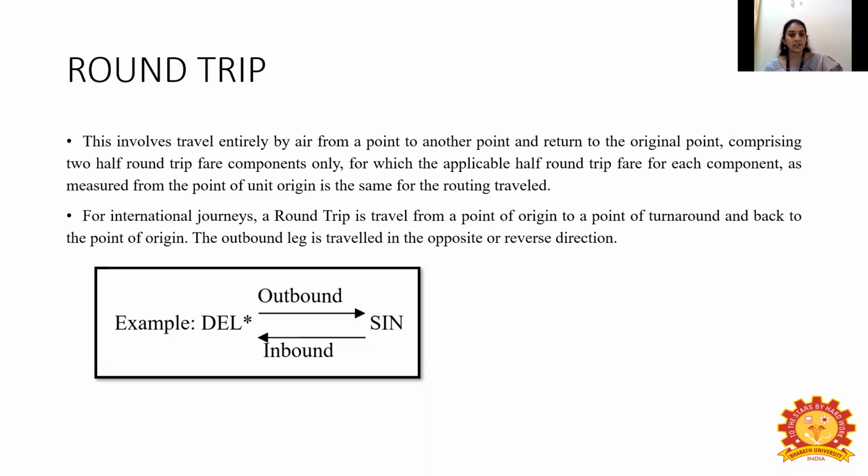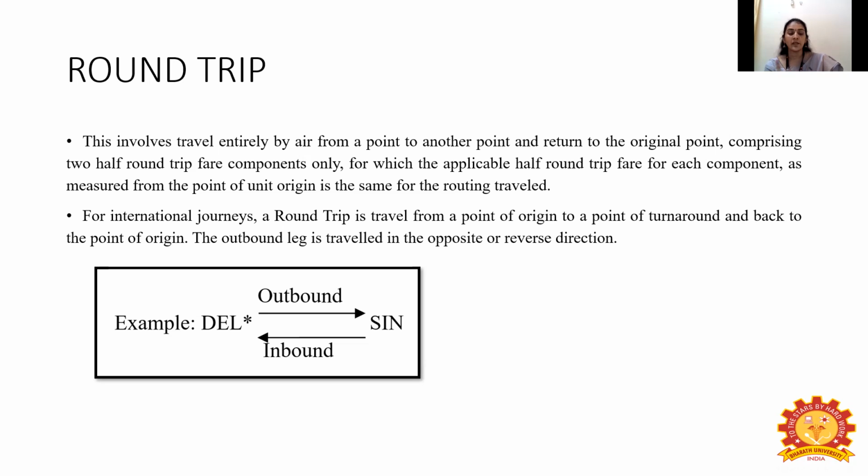This journey can be called outbound and inbound. The travel from Delhi to Singapore is called outbound and from Singapore to Delhi is called inbound. These are the technical terms used in fare calculation. And this is a round trip. A round trip can have only two fare components: Delhi to Singapore is one component, and Singapore to Delhi is another component. So origin to destination is called a fare component.